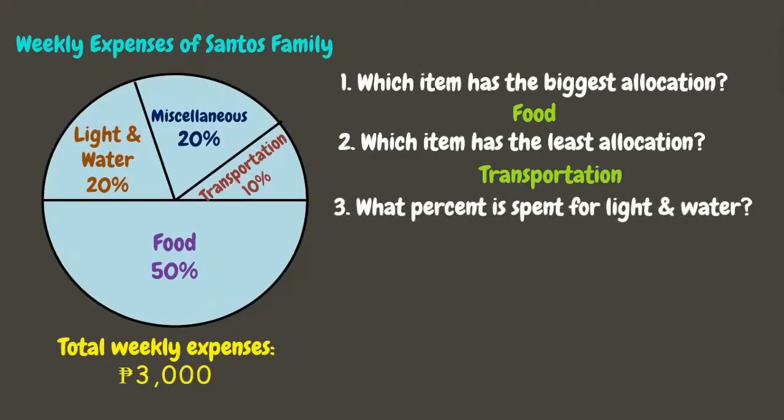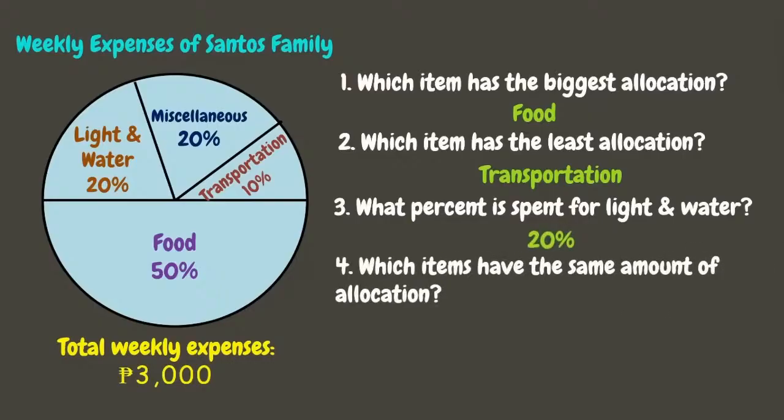For our number 3, what percent is spent for light and water? It is asking for the percent of light and water, which is 20%. Next, which items have the same amount of allocation? Here we can see that light and water and miscellaneous have the same amount of allocation, which is 20%.